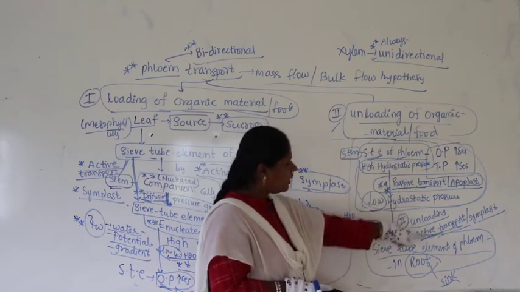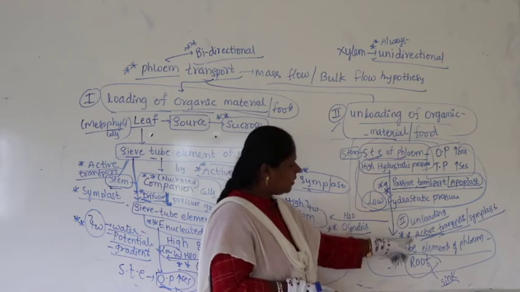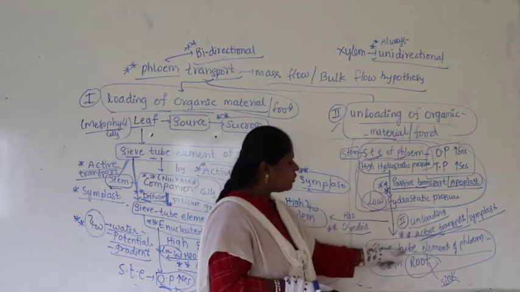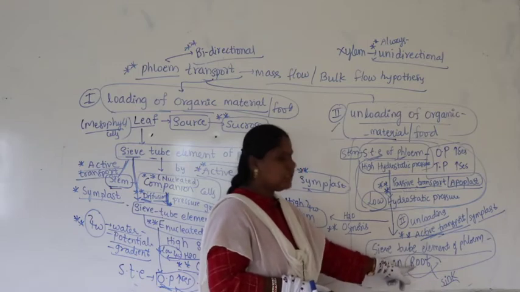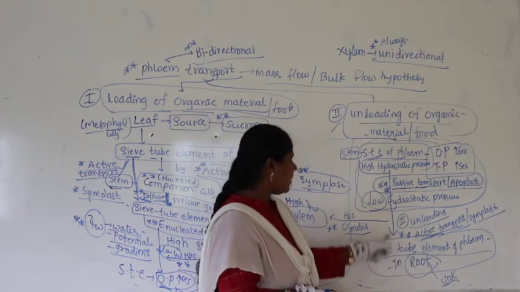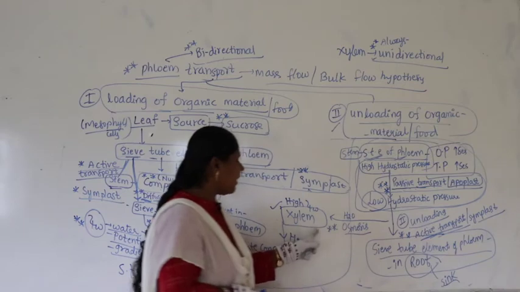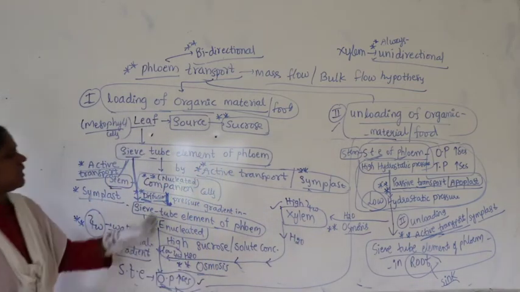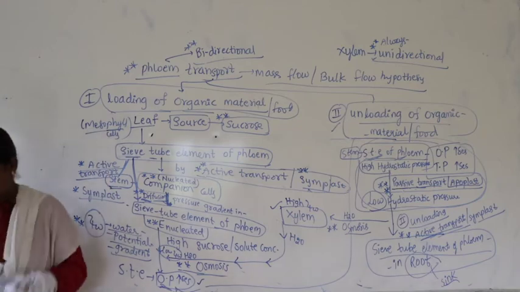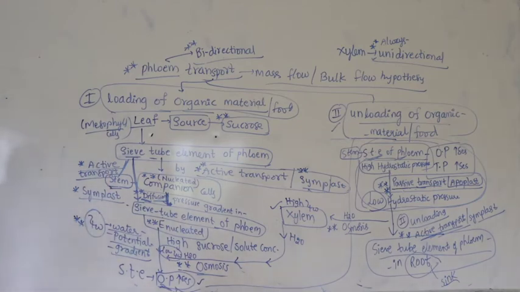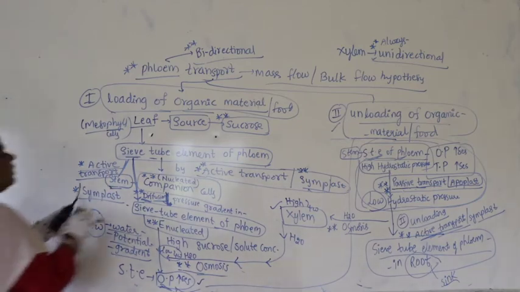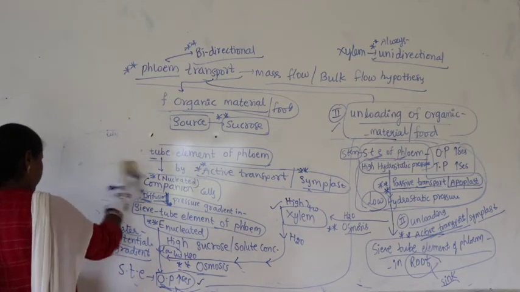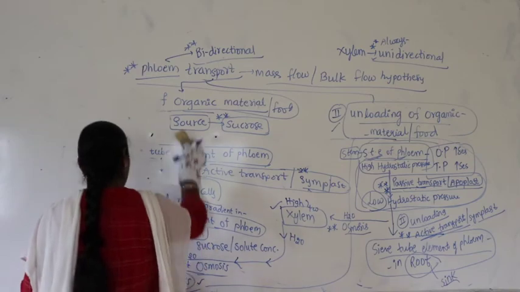Then what occurs is called unloading, and here by active transport, symplast, sucrose enters into the sieve tube element of phloem of the root. In this case the root is acting as a sink and the left out water again goes back by osmosis into xylem. So, that is unloading and this is loading. Now, let us see the conclusion part. What are the important conclusions from the mass flow or bulk flow hypothesis? Let us see that.